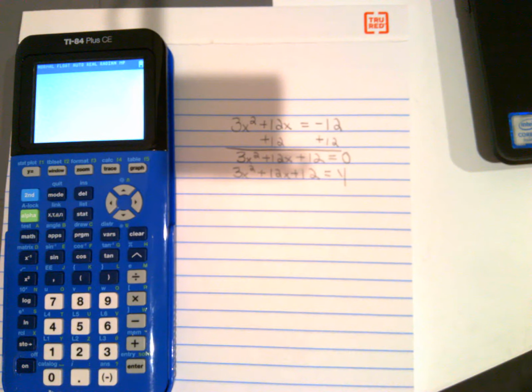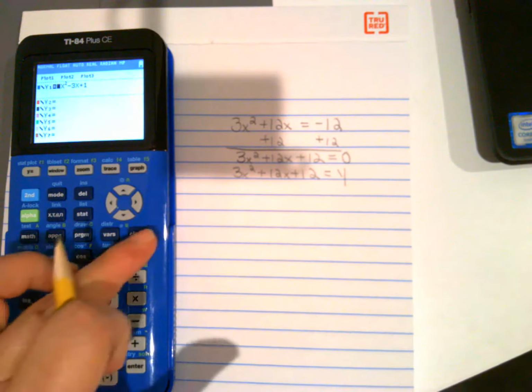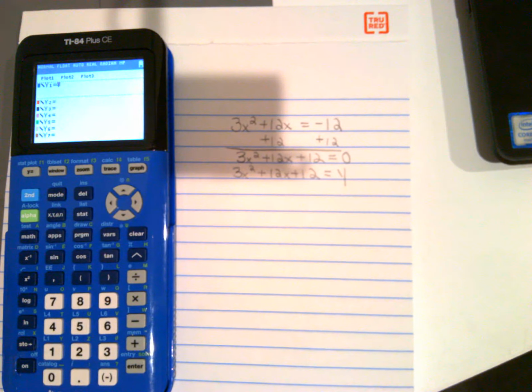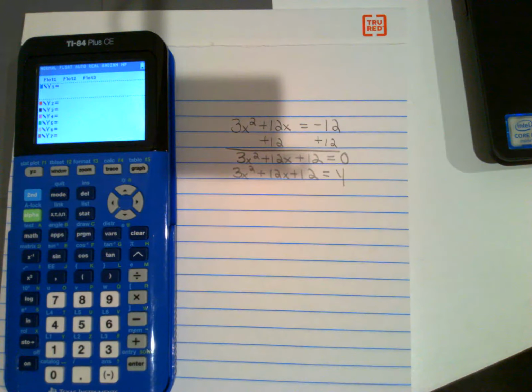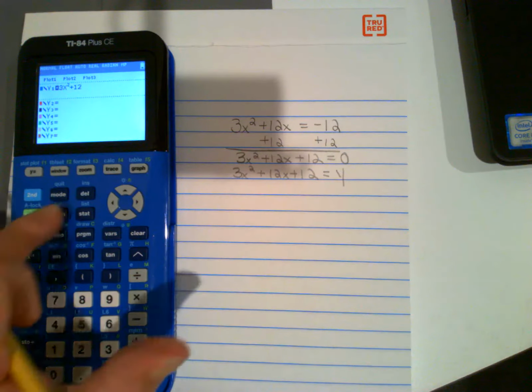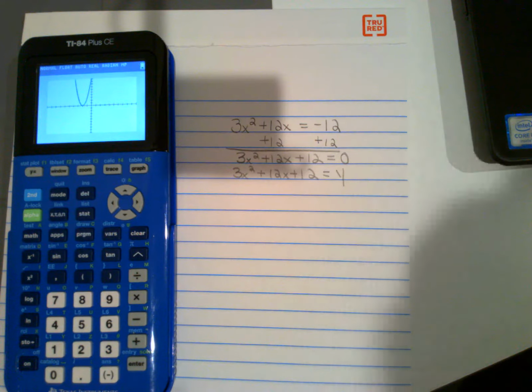We know we go to that y equals button. You can do it on paper. You don't have to. So I'm going to go to y equals. I'll clear out the equation that's there. And then I'm going to put in my 3x squared plus 12x plus 12. And then I'll go to my graph button. All right, now we look at this one.